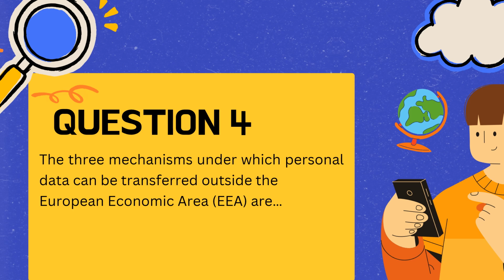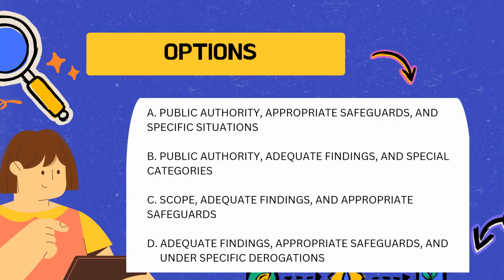The three mechanisms under which personal data can be transferred outside the European Economic Area, that is EEA. So these are the four options. Option A, public authority, appropriate safeguards and specific situations. Option B, public authority, adequate findings and special categories. Option C, scope, adequate findings and appropriate safeguards. Option D, adequate findings, appropriate safeguards and under specific derogations. You have 10 seconds to answer. Time starts now.